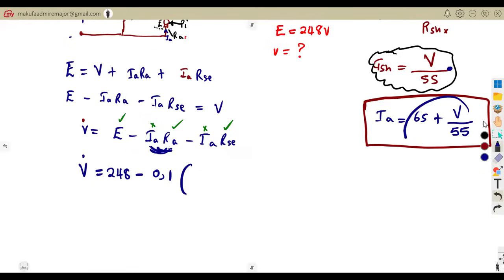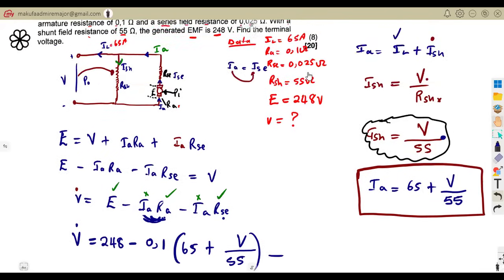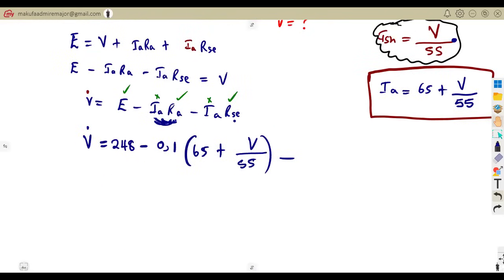Then you can now substitute your armature current, which is 65 plus V over 55. This is your armature current. Minus the armature current again times the series field resistance. What is our series field? Let's start with that one. Series field, 0.025. So 0.025 into what? The armature current, which is 65 plus V over 55, if you want to have it that way. You could have factored out the armature current, like I said. If you understand it that way, please use it like that.